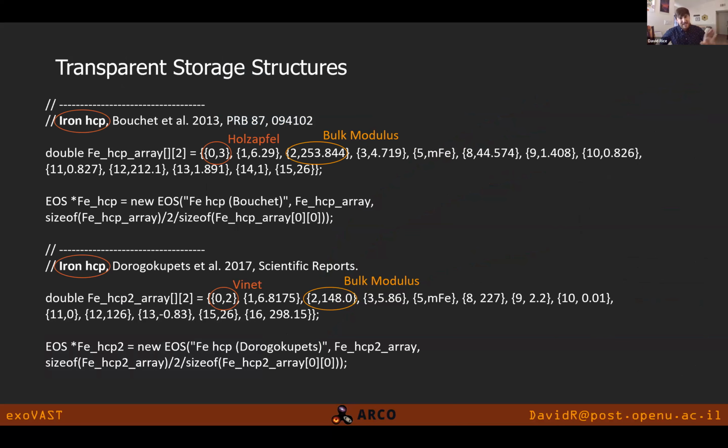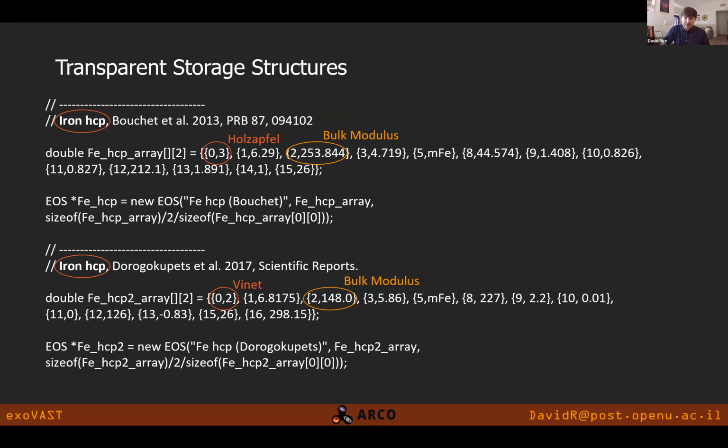So these are 2 different measurements of iron HCP, the crystal structure we have in the code. So this is in the equation of state list.cpp. We've got 2 measurements, one from 2013 and one from 2017. 2013 was experimental work, while 2017 was a compilation of some different works. And these both use different formulations for the equation of state. So this parameter 0 here, we have all these parameters tabulated in the paper and the GitHub.